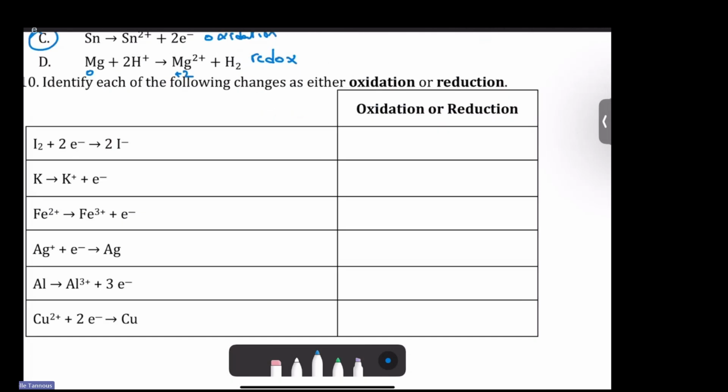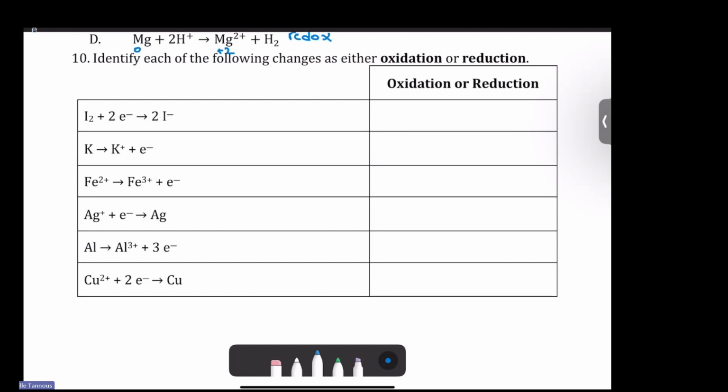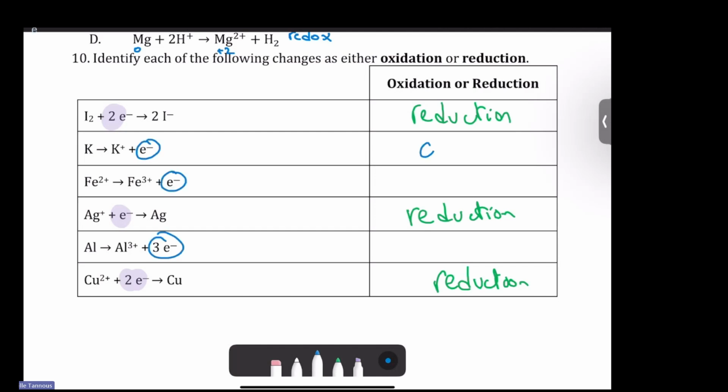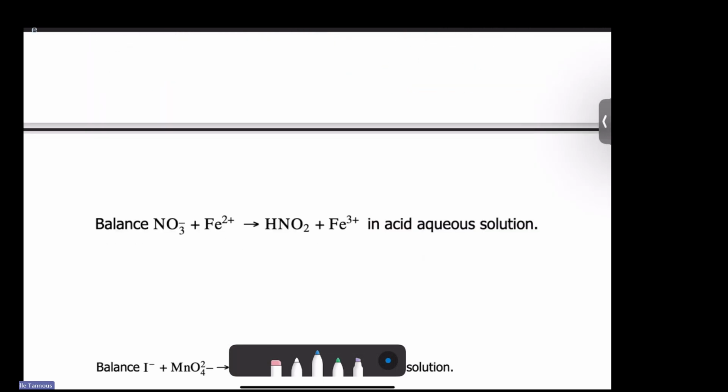Now, oxidation or reduction. Be careful with these questions. Electrons written before the arrow involves reduction. So reduction is a gain of electrons. And electrons written after the arrow, it's an oxidation. You say electrons are lost. Electrons are lost. Moving on.